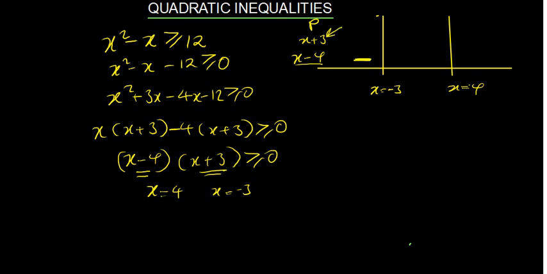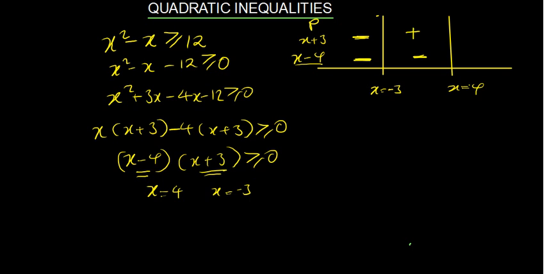And then in the other factor, negative 4 plus 3 is going to give us negative 1, so the sign is also negative. Then in the region between negative 3 and 4, the simplest number we can use is 0. Putting 0 into x minus 4 gives negative 4, so the sign is negative. And putting 0 into x plus 3 gives 3, which is positive.